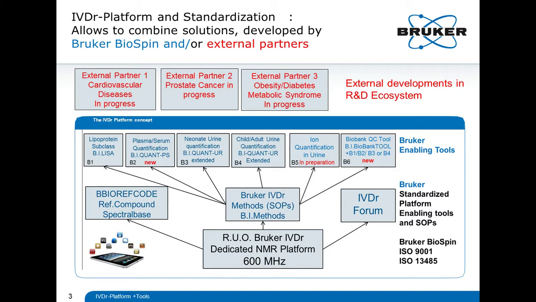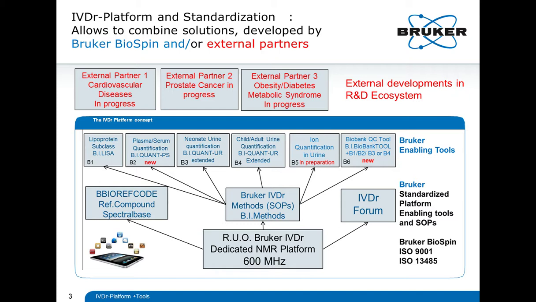On top of that, we have what we call the tools, or enabling tools. This is the lipoprotein subclass analysis that was already mentioned. There is also a small molecule quantification in plasma and serum. For urine, we have quantification for neonates, and also the same for adults and children, which goes up to 150 metabolites currently and is under constant expansion. We have also just introduced this Biobank QC tool, which I will shortly introduce.